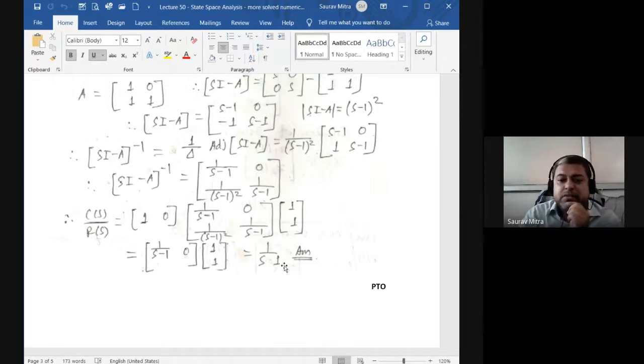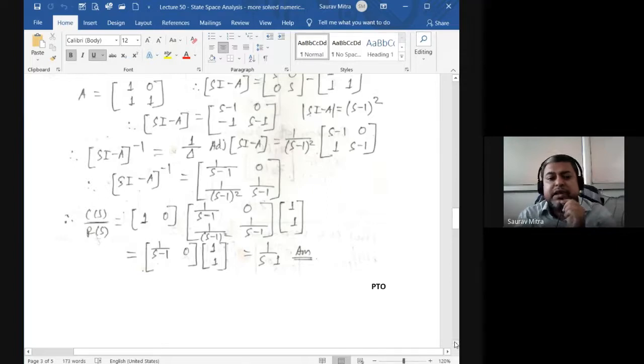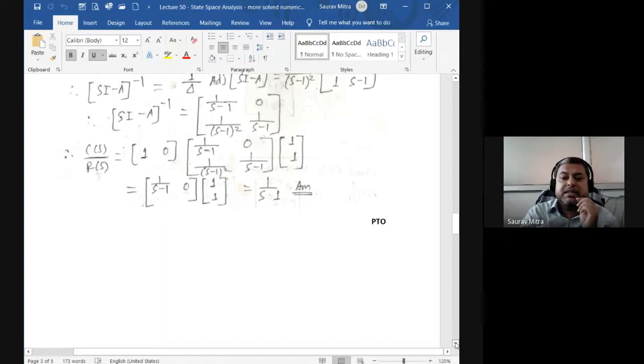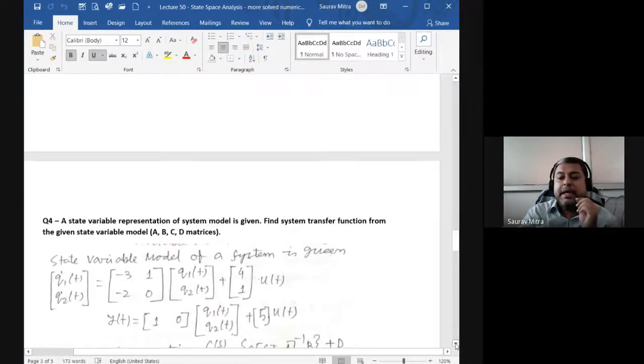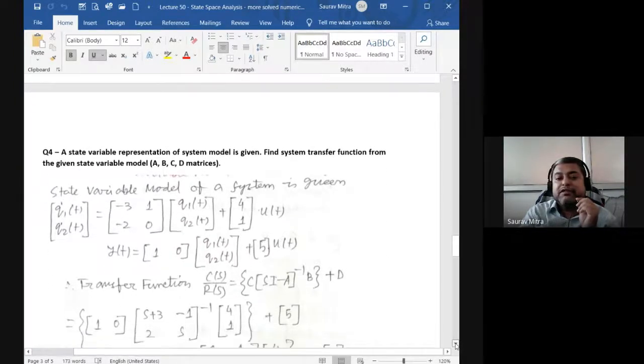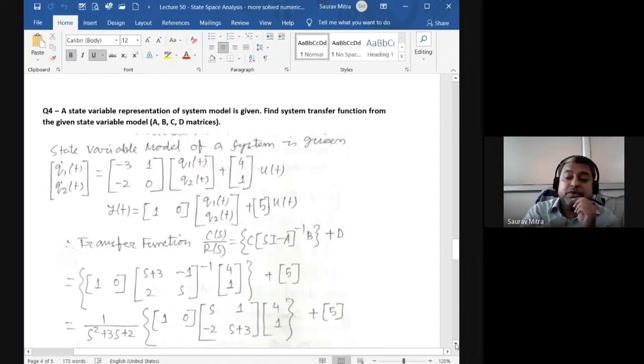So C(s) by R(s), once you find, after that it is very easy to find what is C(t) if the input is mentioned. So that is a very big condition, that for everything in Laplace domain or everything in state variable analysis, the input should be clearly mentioned to you at every scenario, for every time instant.